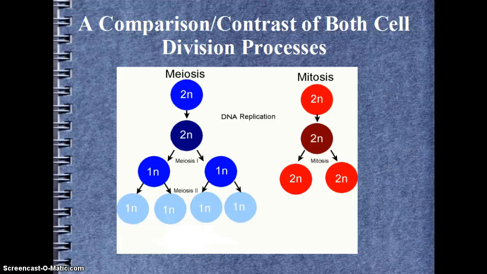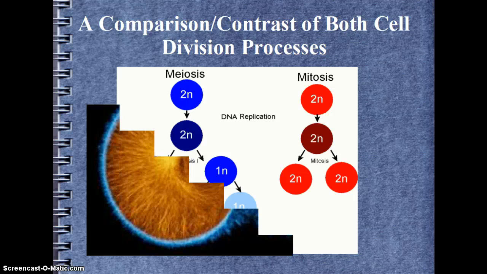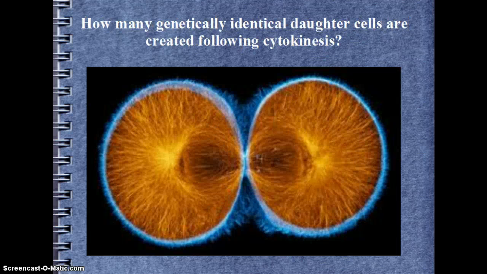A comparison/contrast of both cell division processes. How many genetically identical daughter cells are created following cytokinesis? 2 genetically identical daughter cells are formed following it.